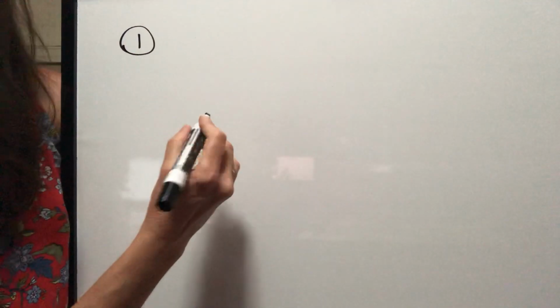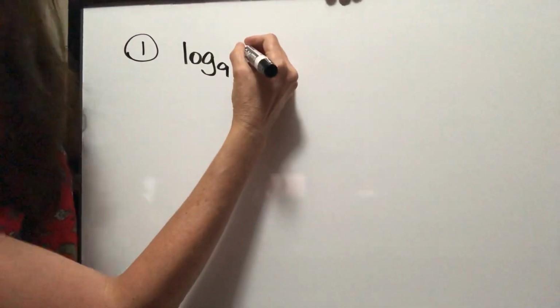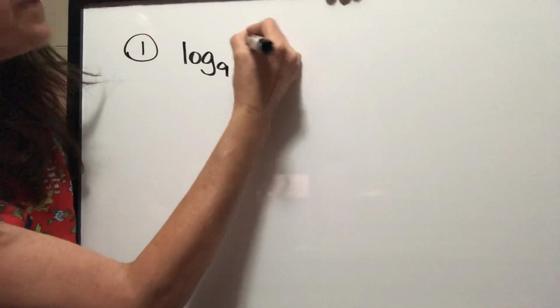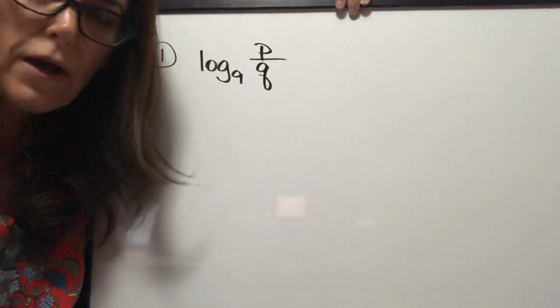Okay, so let me show you what I mean. Numbers 1 through 5 say to expand the logarithm. So on those, you're going to start off with one logarithm, and you're going to need to break it up into more than one log. So I'm going to do some really easy ones first, and then some more that are a little more complicated.